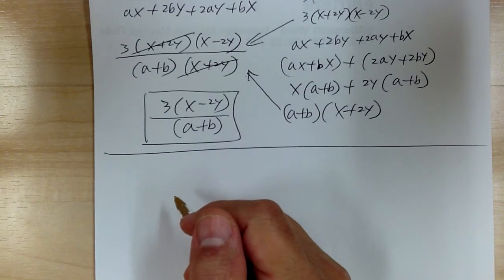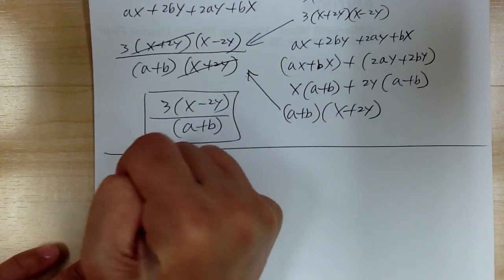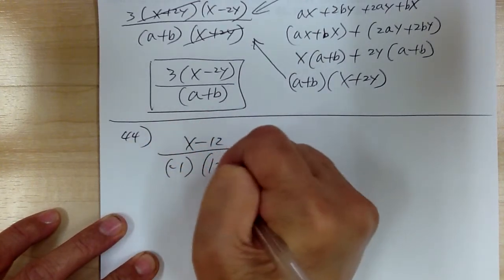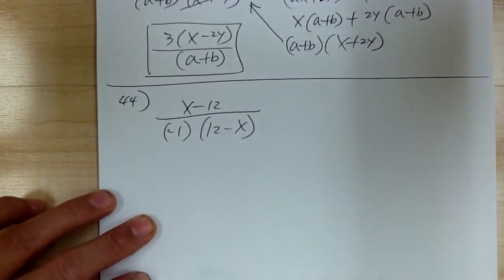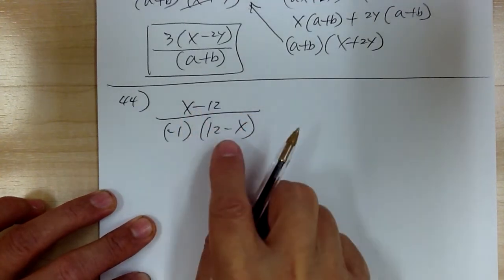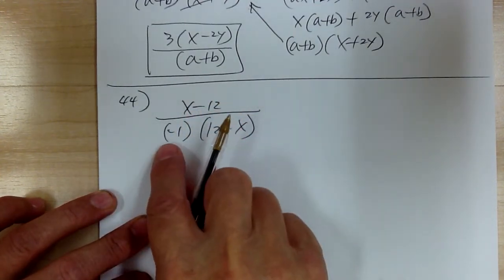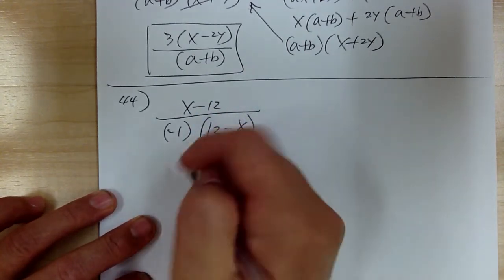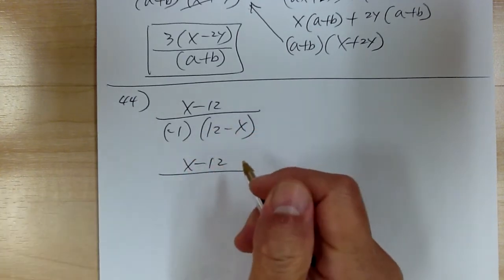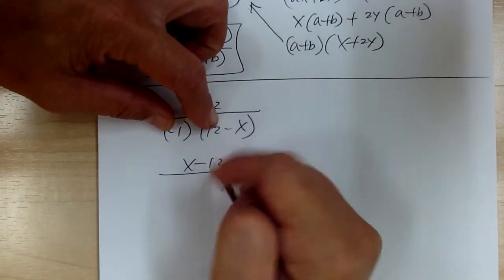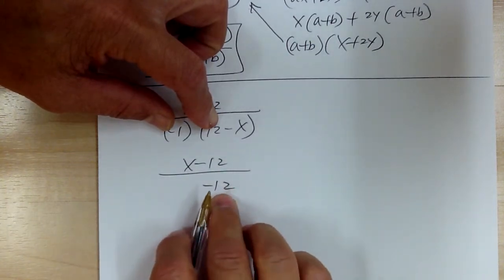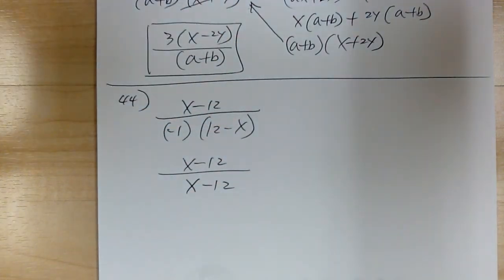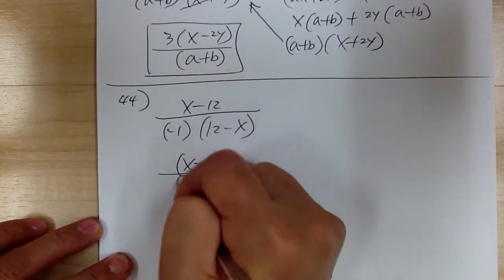Let's go to 44. You got x minus 12, and you got negative 1 times 12 minus x. In this case, notice they are reversed. When you are reversed, negative 1 is used to switch subtractions. You can see that by just multiplying out. Negative 1 times 12 will give you minus 12. I'm going to put it in the back so I can put it in the correct order. Negative 1 times negative x will give you positive x. So in this case, this is going to become a group.